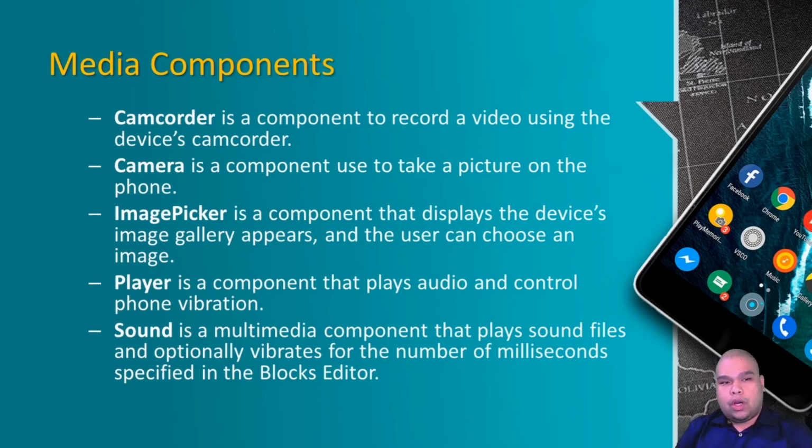So we have your camcorder. It is a component to record a video using a device camcorder. Camera. It is a component used to take pictures on your phone. Image picker is a component that displays the device image gallery, and the user can choose an image. Player is a component that plays audio and controls your phone vibration. We also have sound. It is a multimedia component that plays sounds and optionally vibrates for the number of milliseconds specified in the blocks editor.